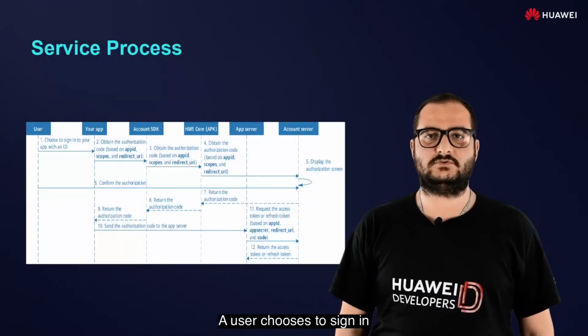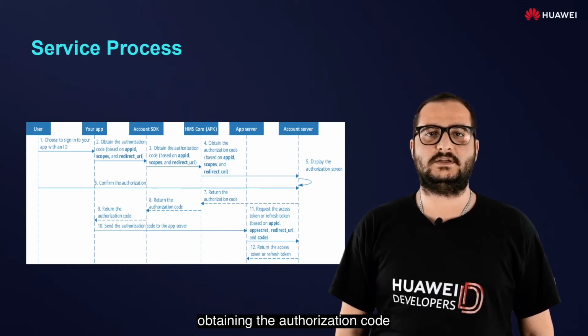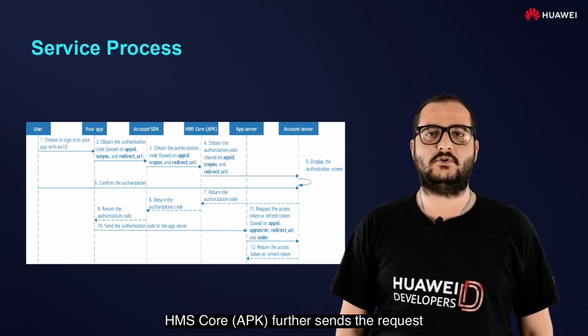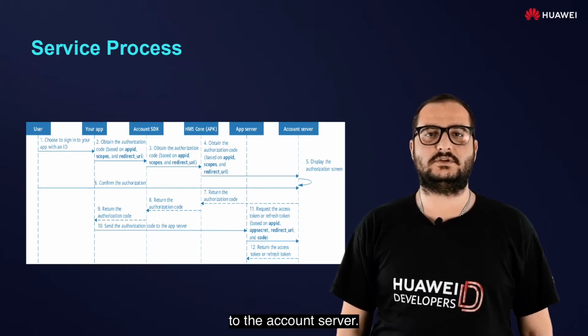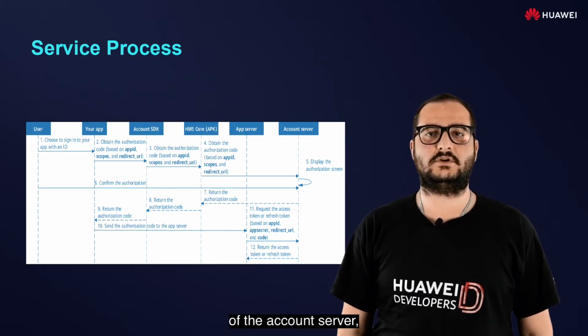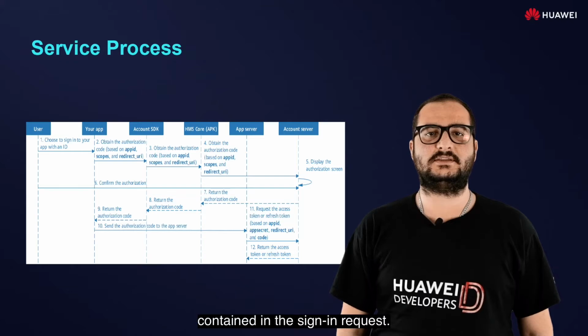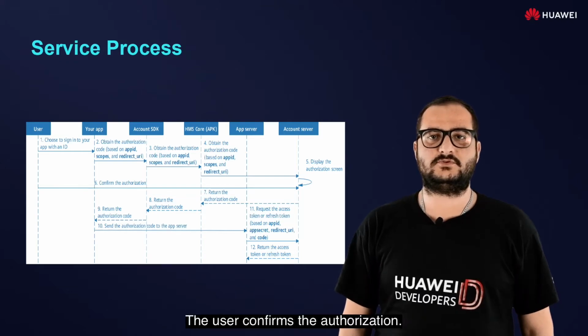A user chooses to sign in to your app using an ID. Your app sends a request to the Account Software Development Kit to obtain the authorization code. The Account Software Development Kit sends the request to Huawei Mobile Services Core, which further sends the request to the account server. Huawei Mobile Services Core brings up the authorization screen of the account server, explicitly notifying the user of the content to be authorized based on the authorization scope contained in the sign-in request. The user confirms the authorization.